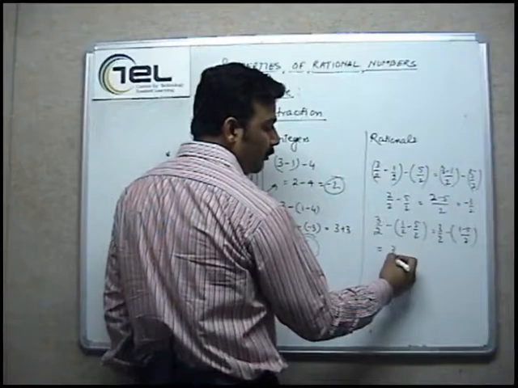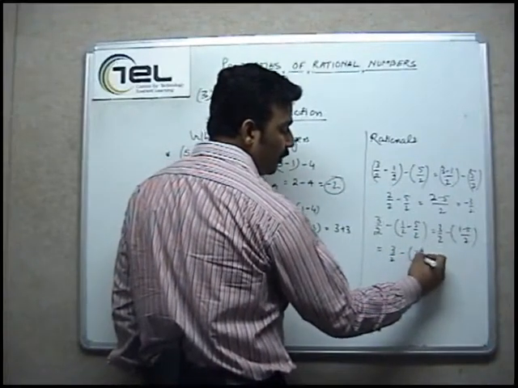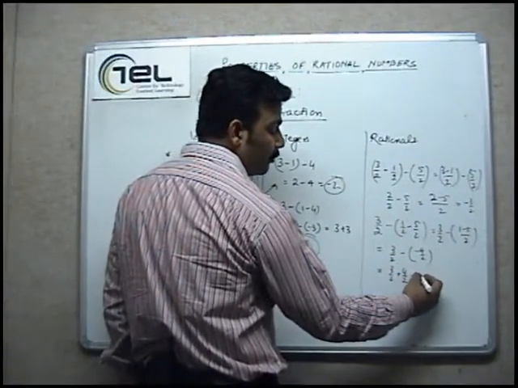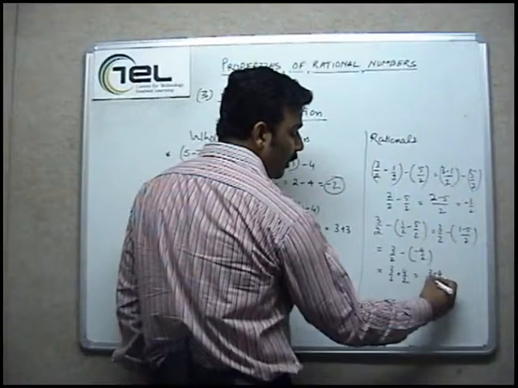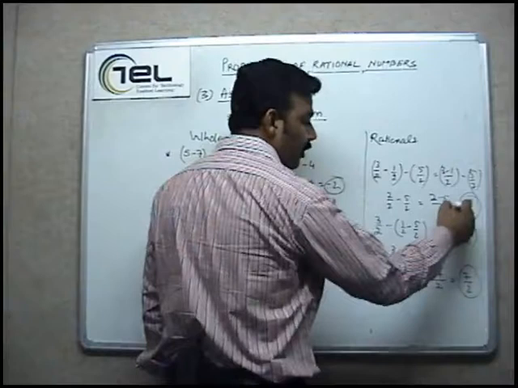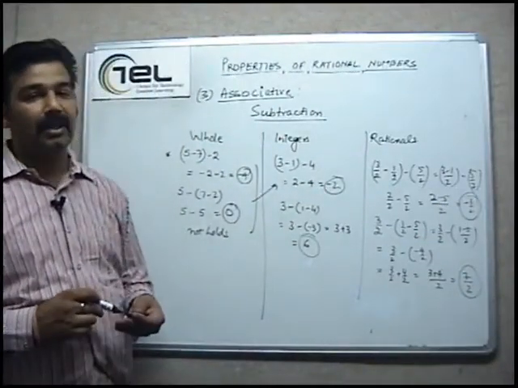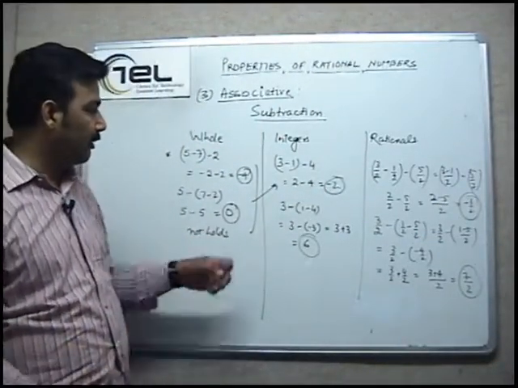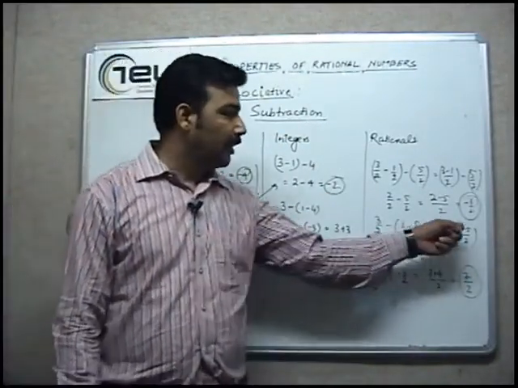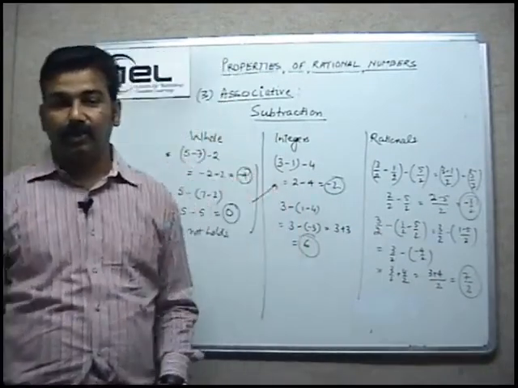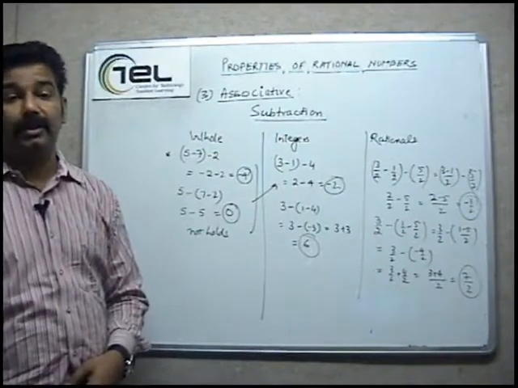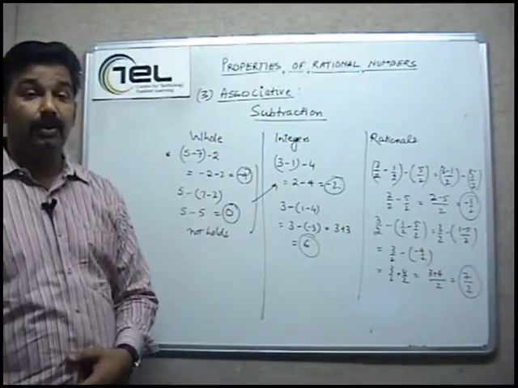It is 3 by 2 minus minus 4 by 2, which is 3 by 2 plus 4 by 2, and it is nothing. It is 3 added with 4 over 2. It is 7 over 2. So these two are also not equal. One of them is coming positive, the other one is coming negative. We have seen it is negative, it is 0, it is negative, it is positive, it is negative, it is positive. So subtraction in whole numbers, integers, or rational numbers is not associative.